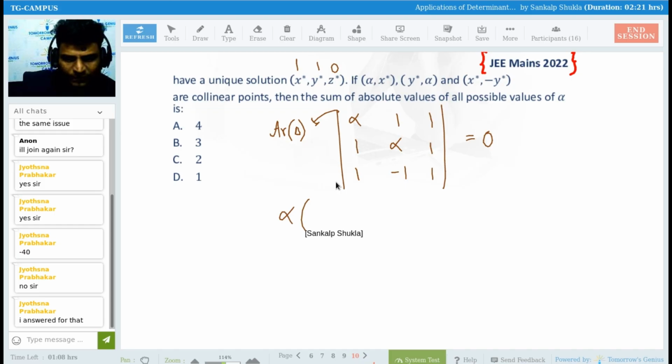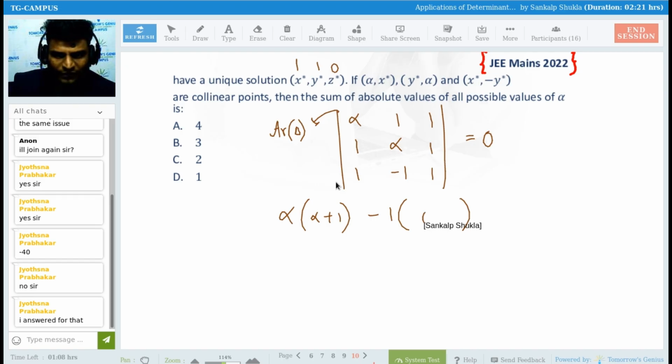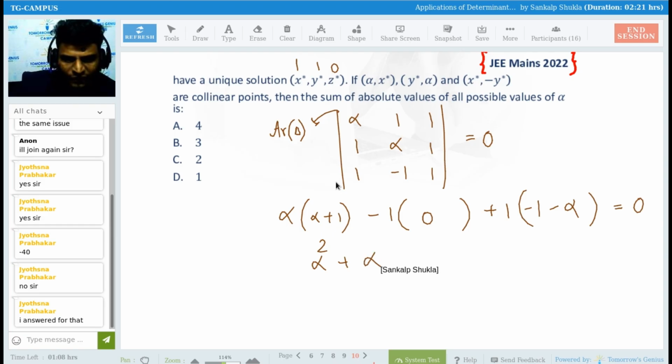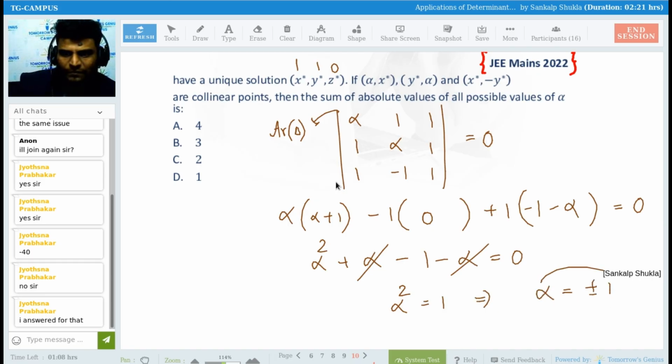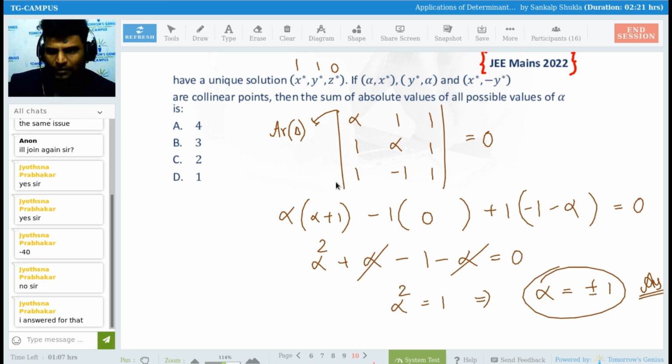So alpha will be written over here. Again, I'll expand along R1. So it will be alpha minus minus 1, that is alpha plus 1. Minus 1 it will be here, so it is 1 minus 1, 0. Plus 1 it will be here, so it is minus 1 minus alpha. And it is equal to 0. So alpha square plus alpha minus 1 minus alpha is equal to 0. So alpha and alpha will cancel each other. So alpha square is equal to 1. It implies that alpha is equal to plus minus 1. So this is the answer.